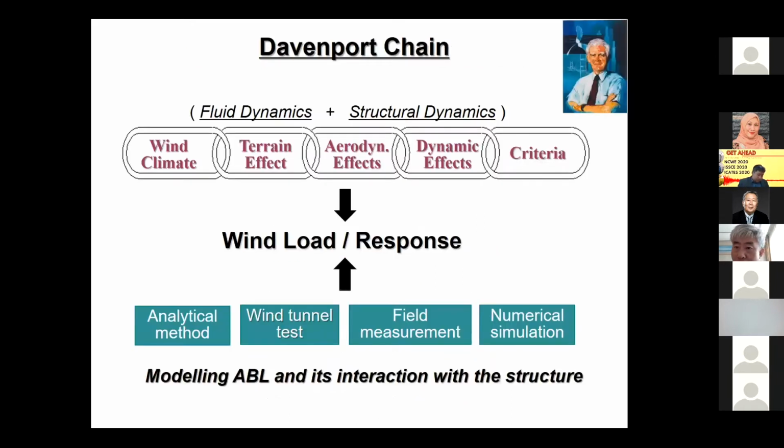So actually, Professor Davenport, we use the Davenport chain to consider the process of wind resistant design of structures. You may find that at the beginning of this chain, first we have to study the wind climate. And after that, we have to decide the terrain effect.